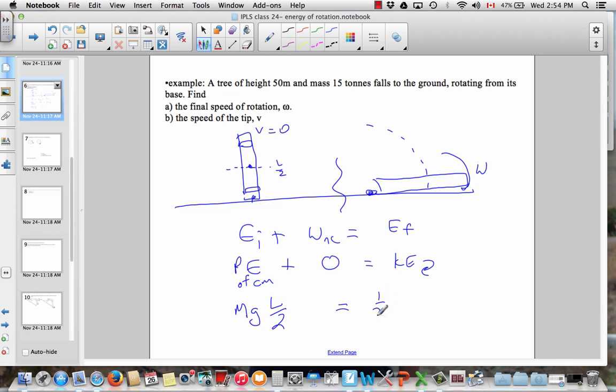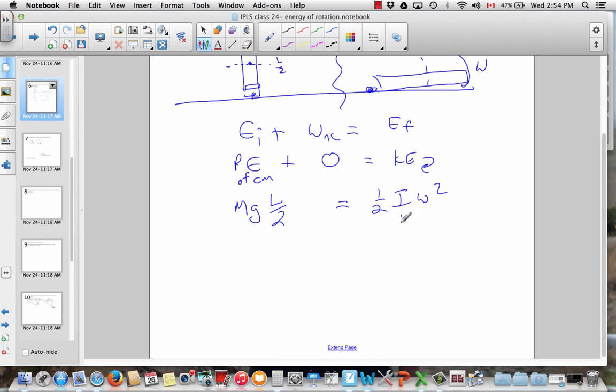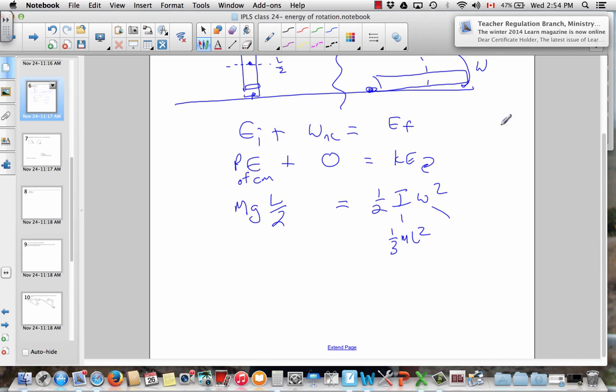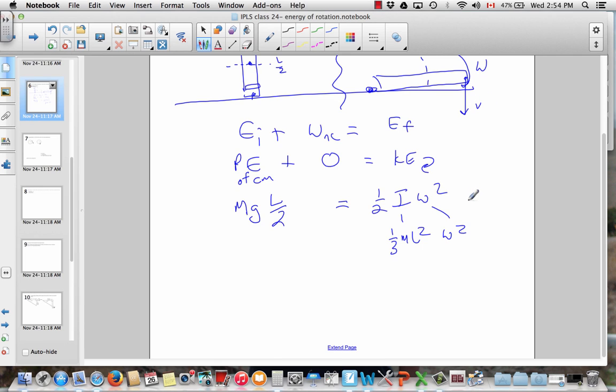Then at the end, we have a pure rotation. We've got 1/2 I omega squared. Now I, for a rod pivoted about its end, is 1/3 m L squared. For omega, we're just going to leave it as omega. We could, of course, find an expression for v, the speed of the tip. v is just going to be L omega if we ever need that. But let's just leave it as omega because we're asked to find the rotational speed when it impacts the ground.